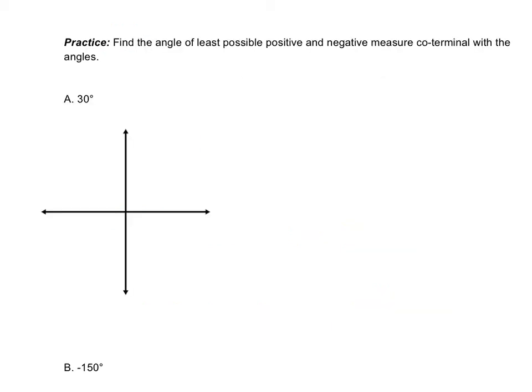Okay, here are some to practice with. Go ahead and pause and practice, and then start up again. So first of all, we have an angle of 30 degrees. Let's go ahead and put that on our XY axis. So there's our initial side. 30 degrees is going to be a third of the way up to 90 degrees. Let's put that right there, and call that 30 degrees.